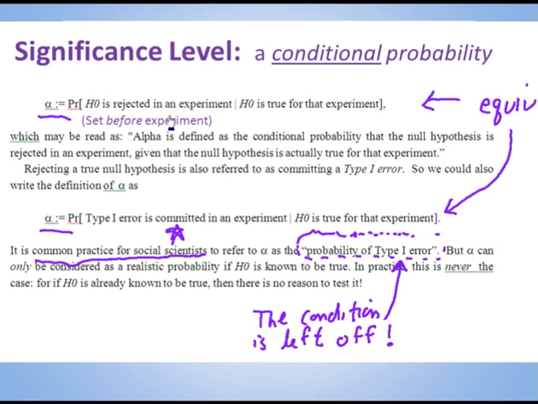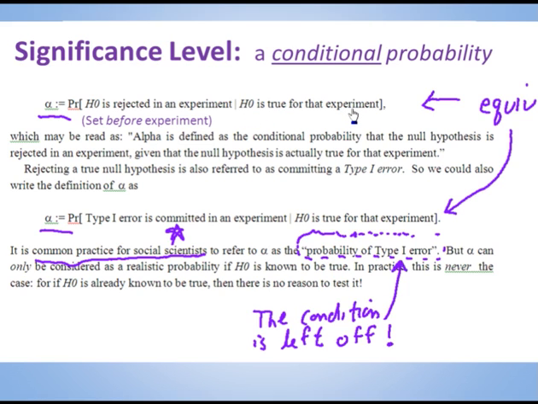Another way you can refer to this is rejecting a true hypothesis is also referred to in the social science literature as committing a type 1 error. Okay, so we could write this as alpha is the probability that type 1 error is committed in the experiment, given that the null hypothesis is true in the experiment. Now notice that this is a conditional probability, conditioning on the fact that the null hypothesis is true for the experiment that you are going to perform.